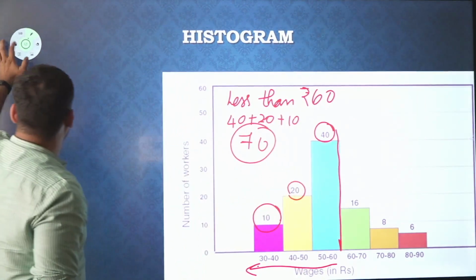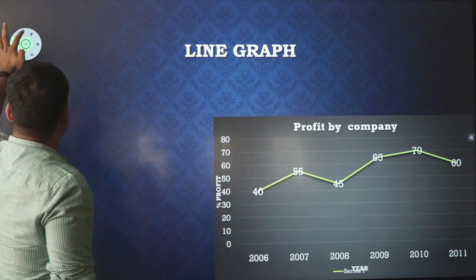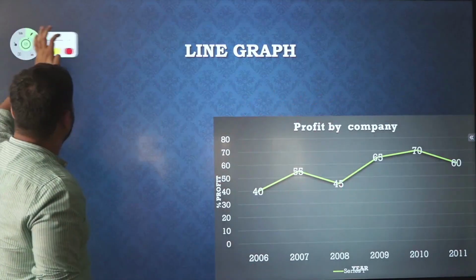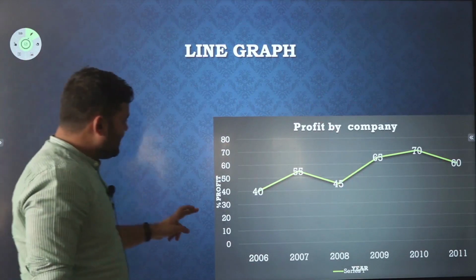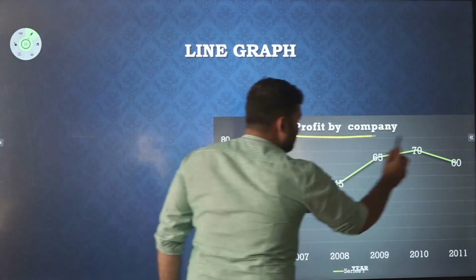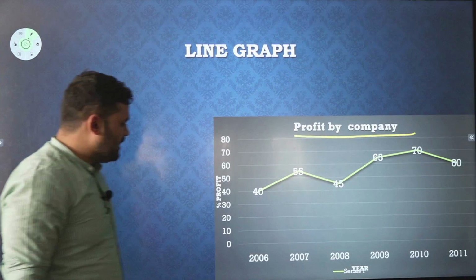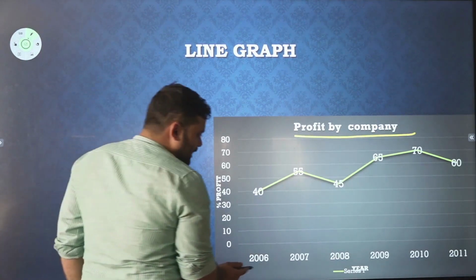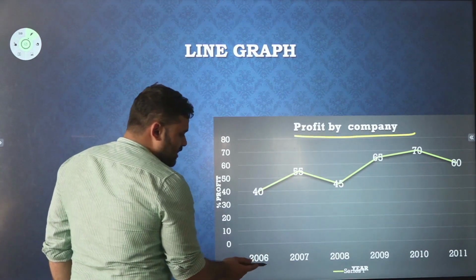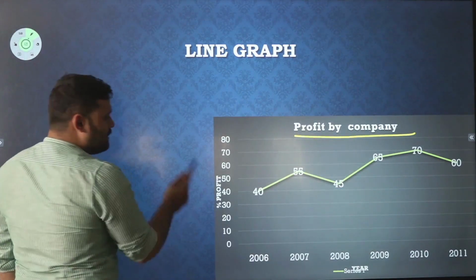Now going forward, the next type of chart that we see is a line graph. Here in line graphs, you can see that data is represented in the form of lines. This is nothing but profit made by a company. We don't know which company that is, doesn't matter. Okay, it might be X, Y, and Z. Here you can see the year which is represented on the x-axis, 2006, 7, 8, 9, 10, 11. And on the y-axis you see the percentage profit.